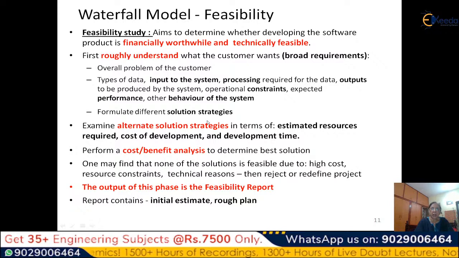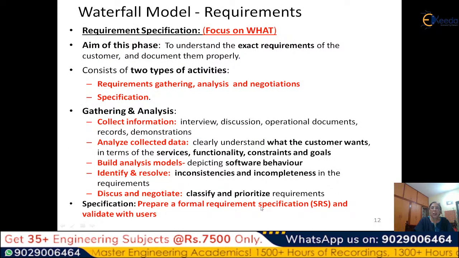For those different solution strategies, you estimate the resources that you need, you determine the cost and the development time, and you create a cost benefit analysis to see if it is feasible. Technically, you ask what type of technology it will require, and whether there are high cost or resource constraints. You see whether you can satisfy the resources and the technical knowledge that is required. The output of this phase is a feasibility report, and it will roughly have the initial estimate and the rough plan also.